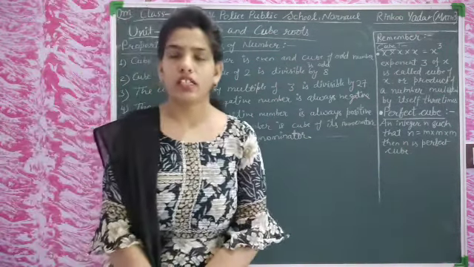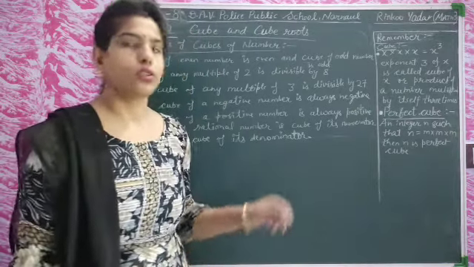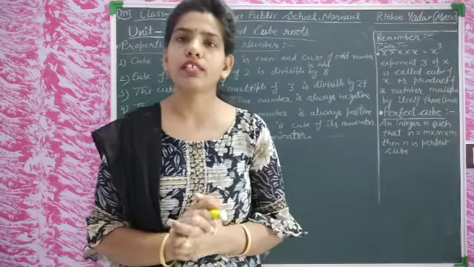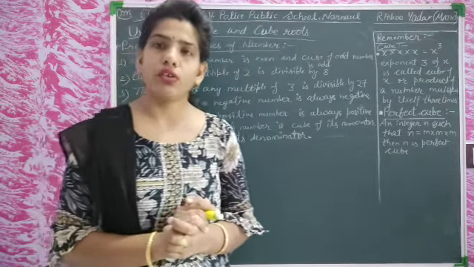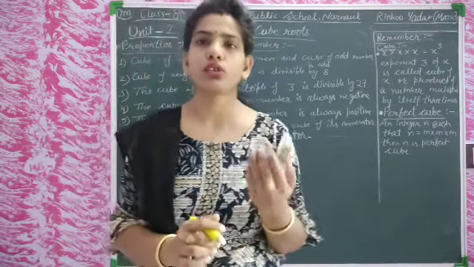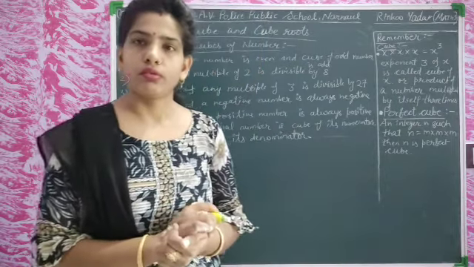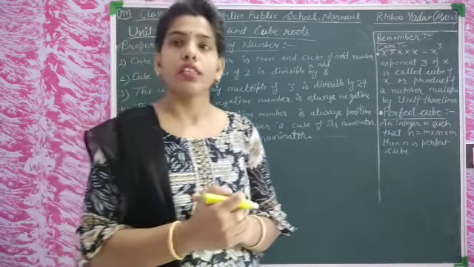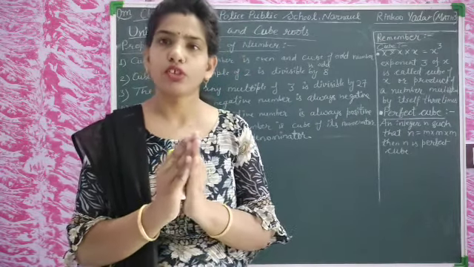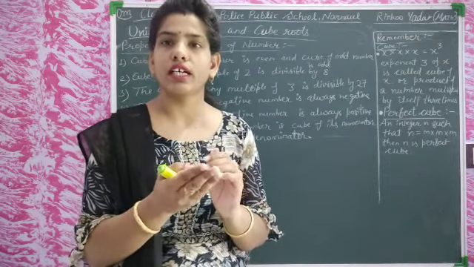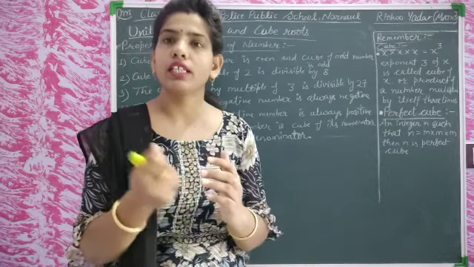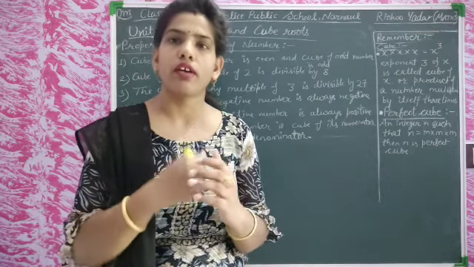So students, let's start here. First I will tell you about the cube. What is the cube? As we know, in square and square roots, there is the square. I have told you that square means any number multiplied by itself 2 times, and it is written as the power of that number. 2 is the power of that number. Then that power 2 is called square.